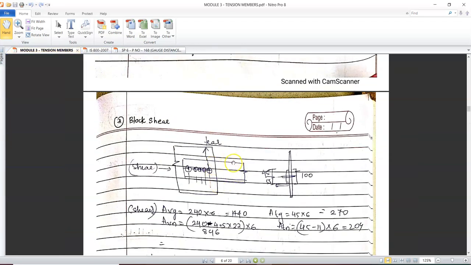Now this was the angle section. This is the 100 mm leg, the connected leg, and this is the 75 mm outstanding leg. This has to be corrected. This is 60, and if this is 60, this will be 40. These corrections have to be done in your calculations.